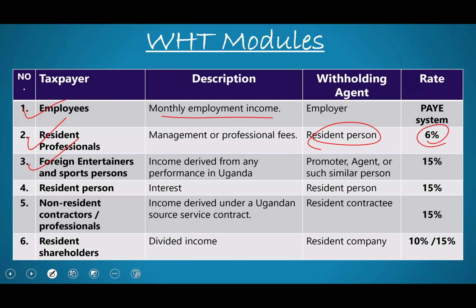Foreign entertainers and sports persons. These ones provide entertainment to Ugandans through the promoters or agents. Before they are paid, you're supposed to make sure you withhold 15%. Resident persons receiving interest.